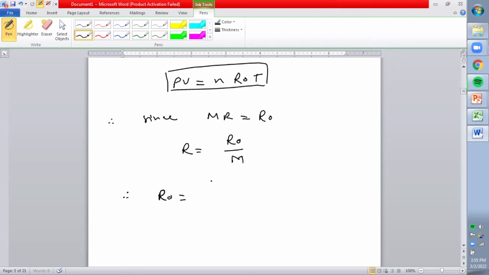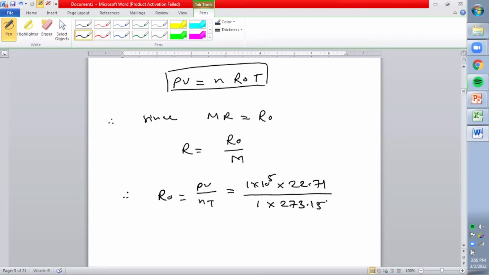So R0 is equal to PV by NT. What is P? 1 bar, that is 1 into 10 raised to power 5 Newton per meter square, convert into that. And what is the volume? Volume occupancy is 22.71. It is the standard one, the approximate volume occupancy of 1 mole of any perfect gas at 1 bar and at 0 degrees Celsius. What is N? That is 1. What is T? It is 273.15 Kelvin.